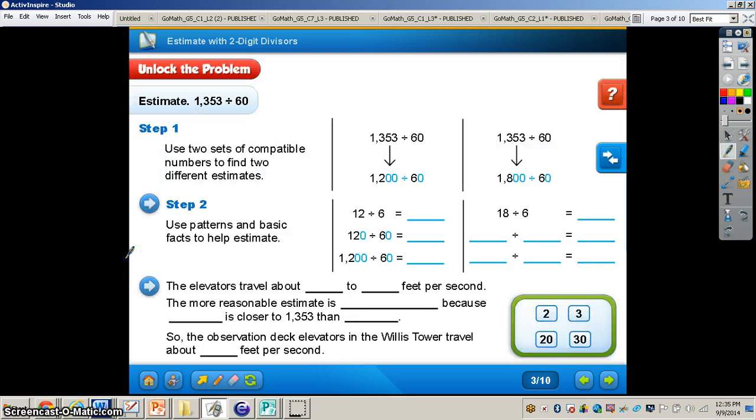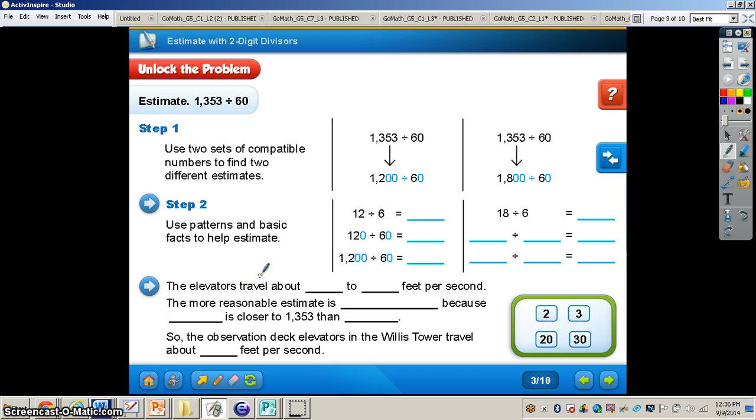Now let's take a look at the top of page 79, and it says connect. You can estimate quotients using compatible numbers that are found by using basic facts and patterns. So you can see at the top there, 35 divided by 5 is 7, 350 divided by 50 is 7, 3,500 divided by 50 is 70, and 35,000 divided by 50 is 700. That's right at the top of page 79 in your Go Math book.